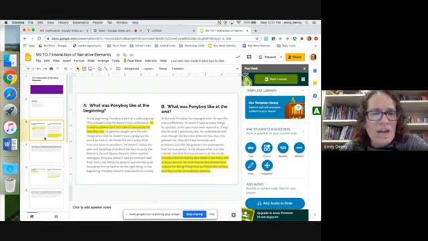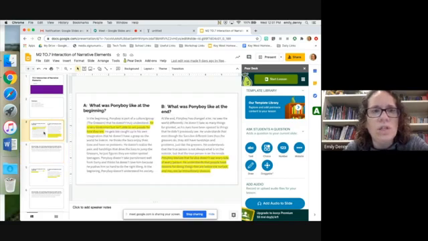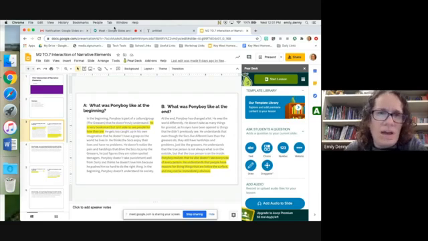The one thing that I really liked about this is that while they were working on their shared activity, I was able to go to their individual slides and highlight some of the really cool thoughts that they had. So it gave me an opportunity to give them some feedback on their thinking, as well as giving them opportunity to work with each other. And it also means that they have these notes available for them as well because they have access to the slide.